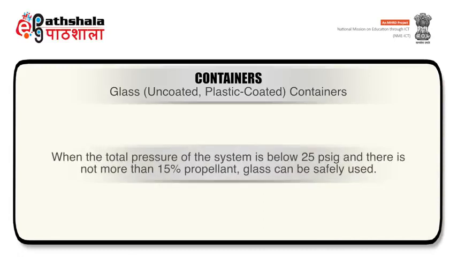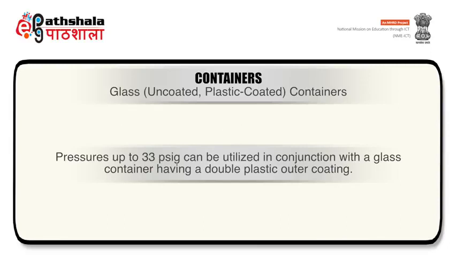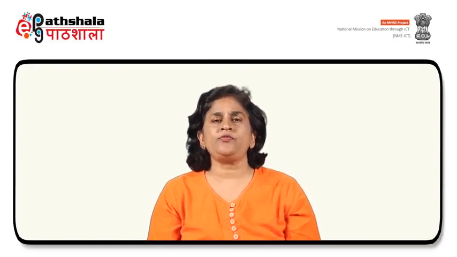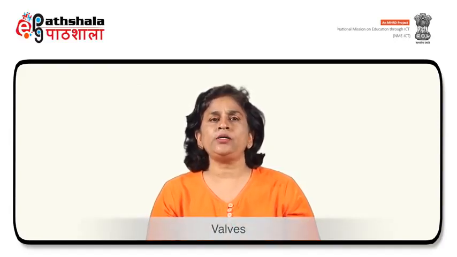When the total pressure of the system is below 25 psig and there is not more than 15% propellant, glass can be safely used. Pressures up to 33 psig can be used in conjunction with a glass container having a double plastic outer coating. After having an understanding of the factors affecting the selection of a suitable container for packaging pharmaceutical aerosols, it is equally important to understand and discuss valves.